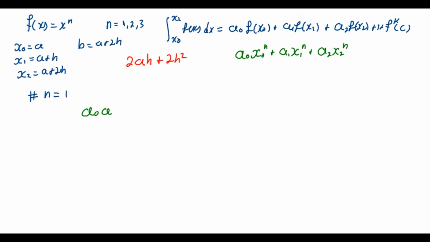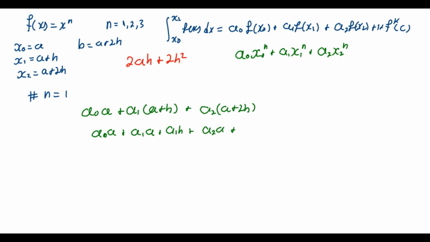and our x naught is what? It is a from this. Then we say plus a sub 1 times x sub 1, which is this right here, a plus h, so that's a plus h, plus a sub 2. What is x sub 2? It is a plus 2h. Expand this, you have a naught by a plus a sub 1 by a plus a sub 1 times h plus a sub 2 times a plus 2 a sub 2 times h.